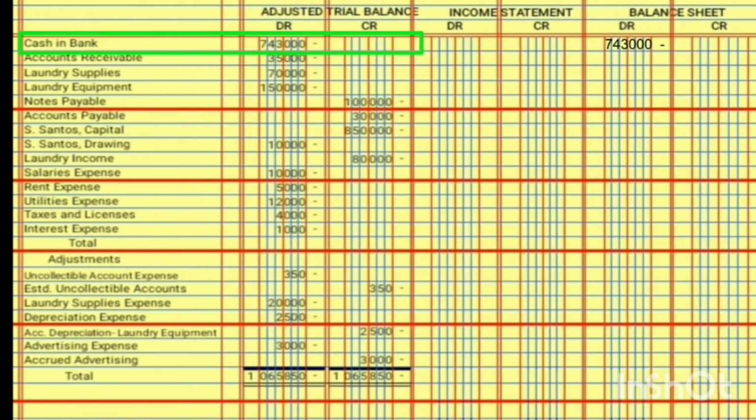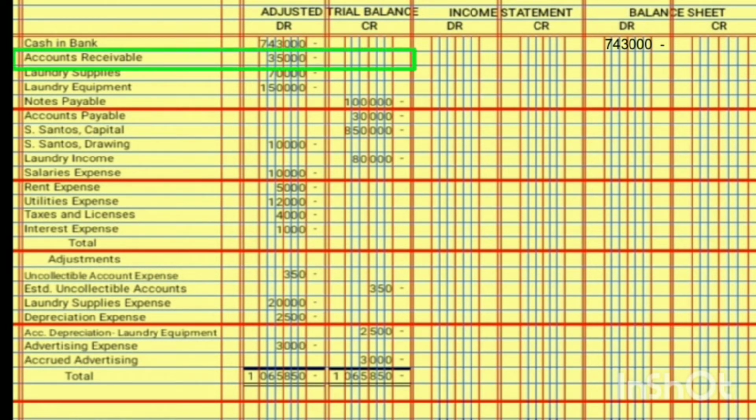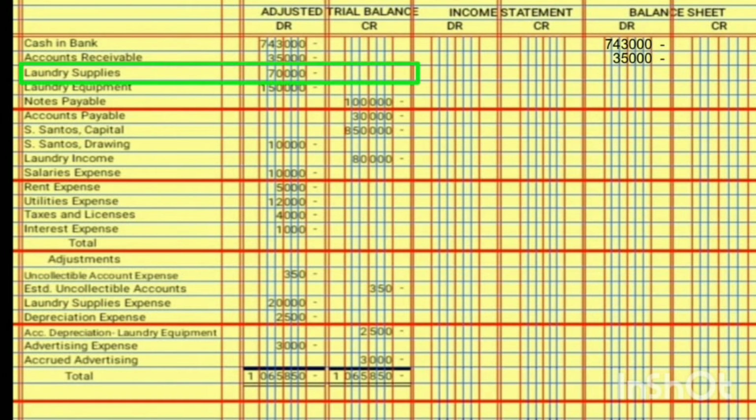Ayan. Next, we have accounts receivable, 35,000 debit. So accounts receivable is a real or a balance sheet account. So we're going to extend it in the balance sheet account debit column. Next, we have laundry supplies, debit 70,000. So laundry supplies is a real or a balance sheet account. So we're going to forward it in the debit column of the balance sheet account. So we have here 70,000.